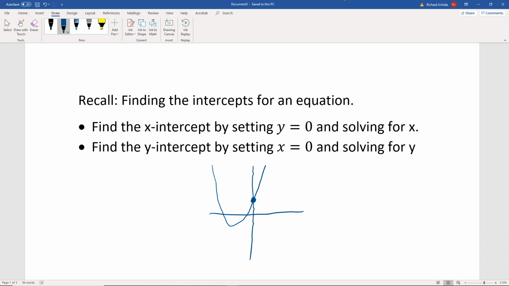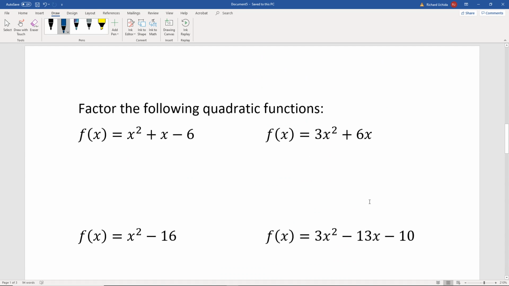And then the x-intercepts are where the graph intersects the x-axis. So remember, that's the x-axis, that's the y-axis. If it's on the x-axis, we didn't go up, we didn't go down, so the y-coordinate is 0. Okay, so that's how you in general find your x and y intercepts. So let's talk about it for quadratic functions.